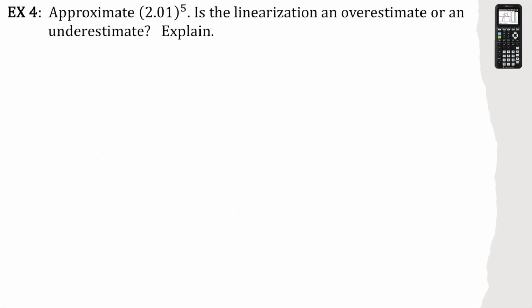4. Approximate 2.01 to the 5th. And is this linearization, that was a hard word for me to say, is the linearization an overestimate or an underestimate? We'll get ready to find our point and slope, but they didn't give us a function this time, although we can kind of figure it out.